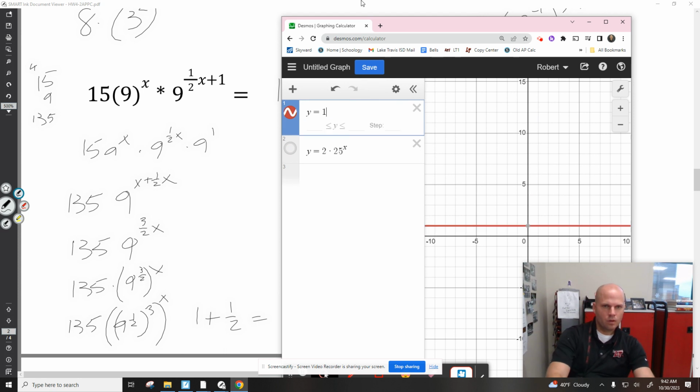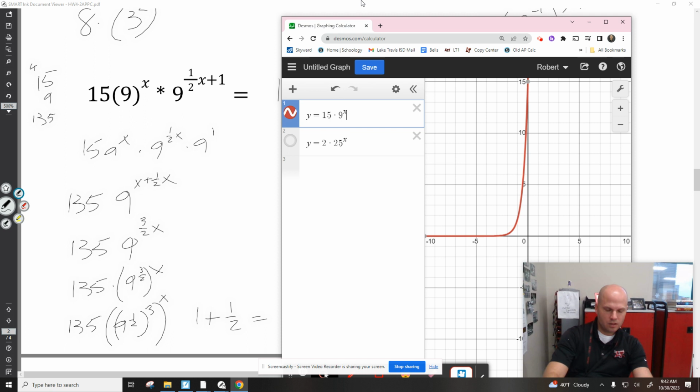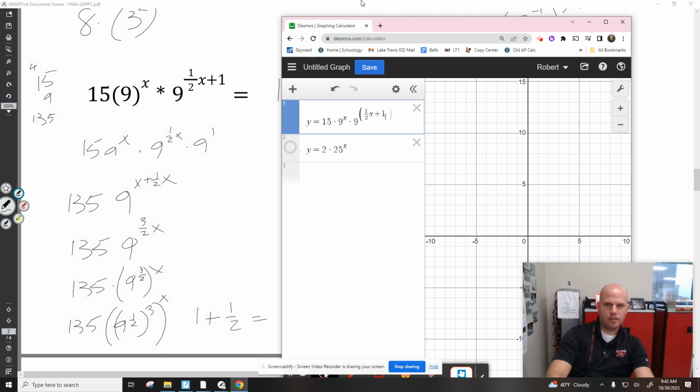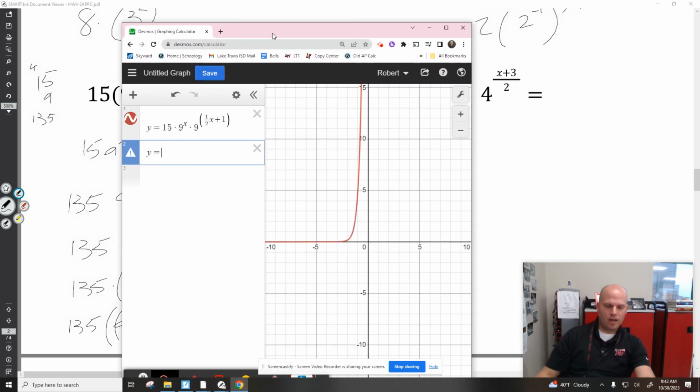15 times 9 to the x times 9 to the parentheses 1/2 x plus 1. That's a lot easier, right? Is equivalent to 135 times 27 to the x.